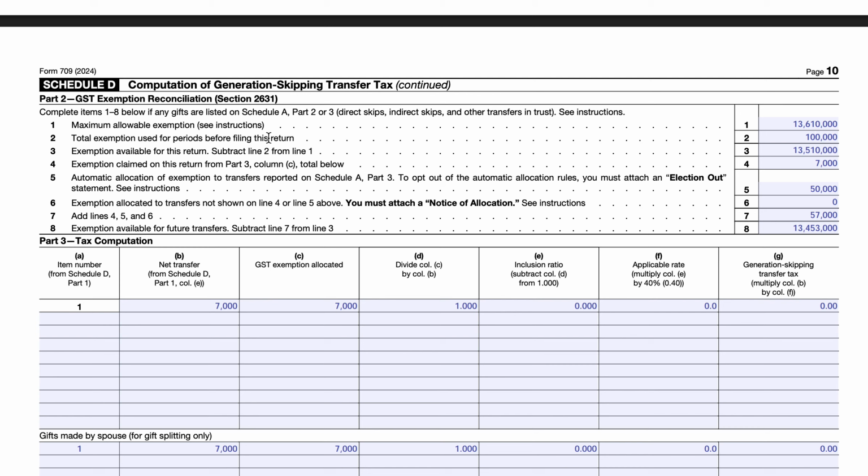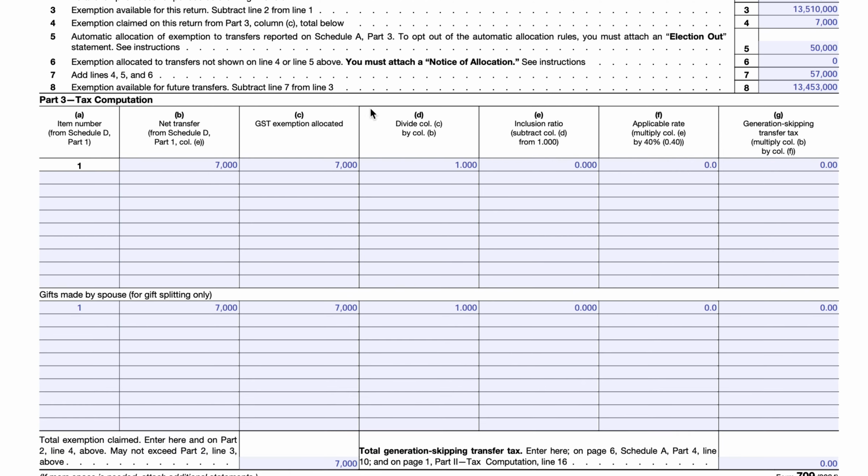Let's just say in line two that prior to this year's tax return, we had already used $100,000 of that exemption. So we're going to do the math, subtract line two from line one, and we arrive at $13,510,000. Now, the exemption claimed on this return from part three, column C, we've got $7,000. Let's skip to part three and figure that part out.